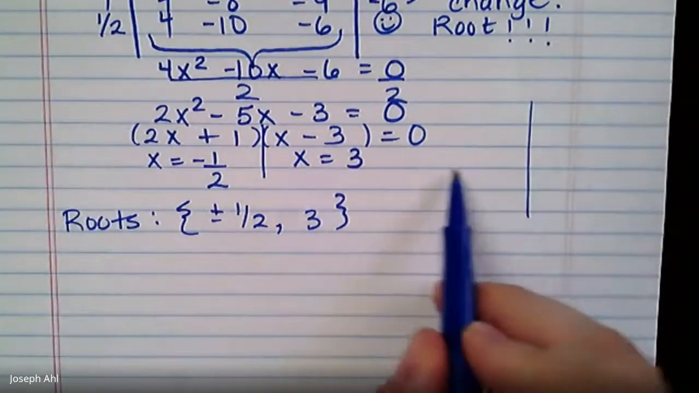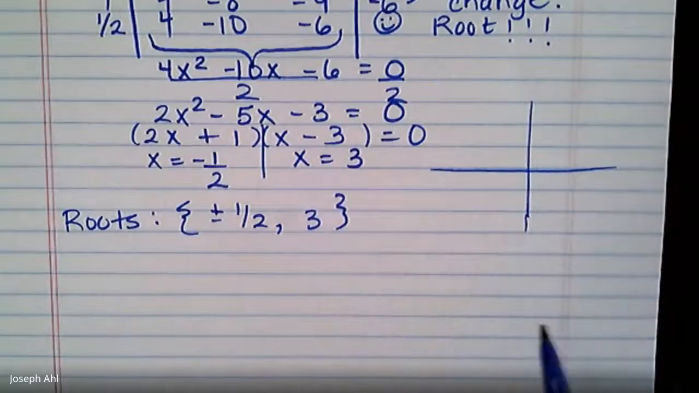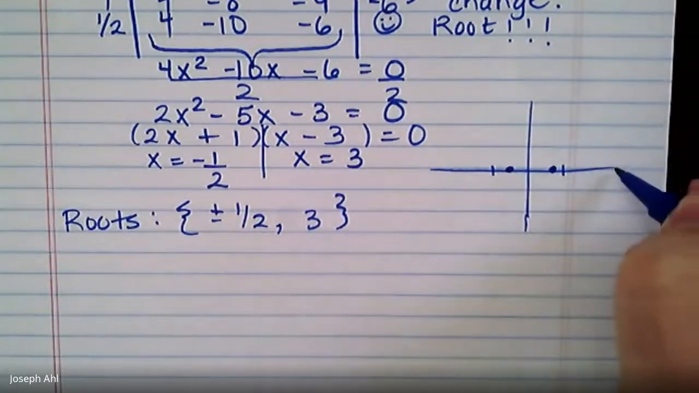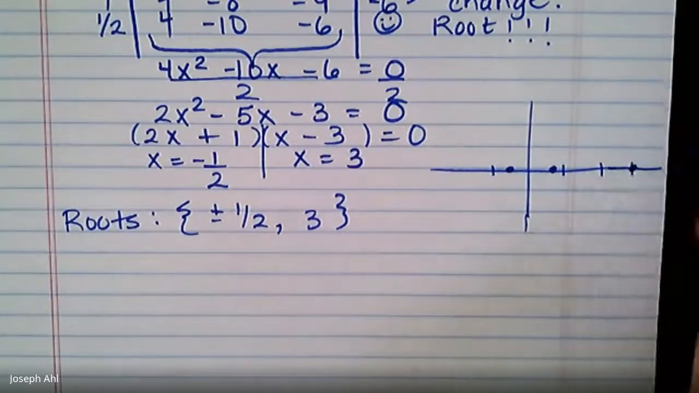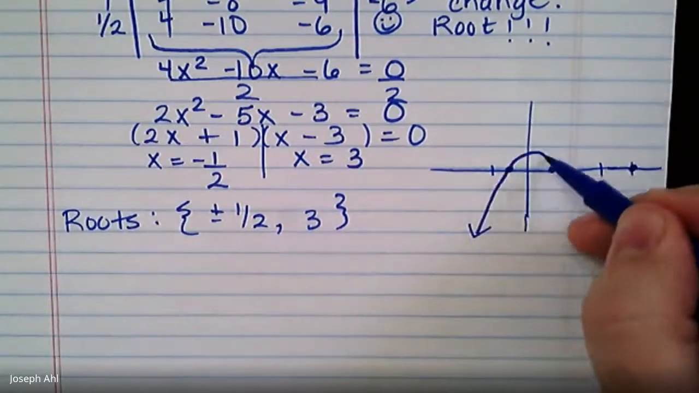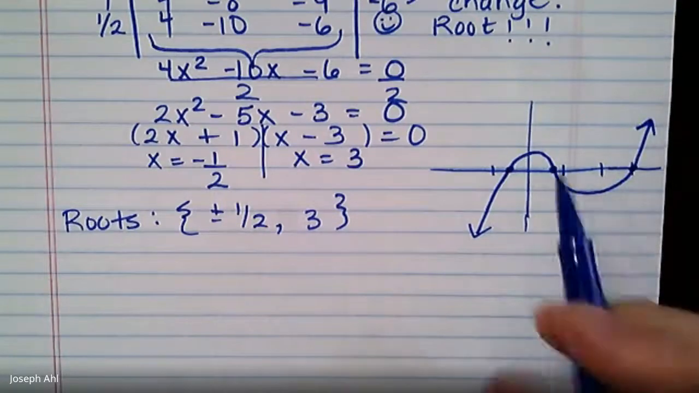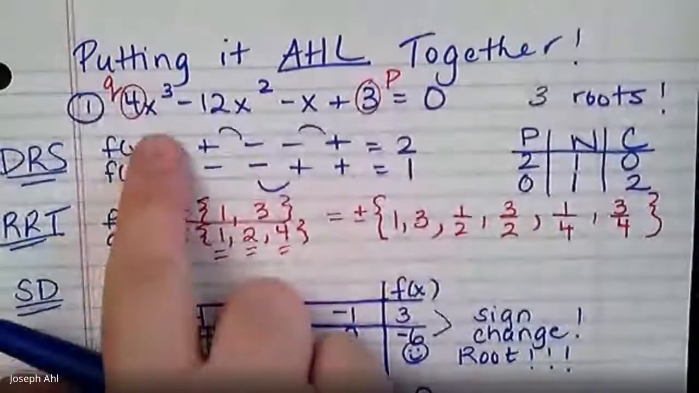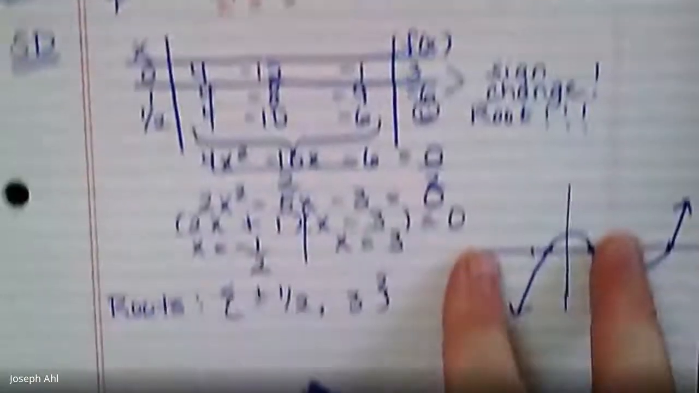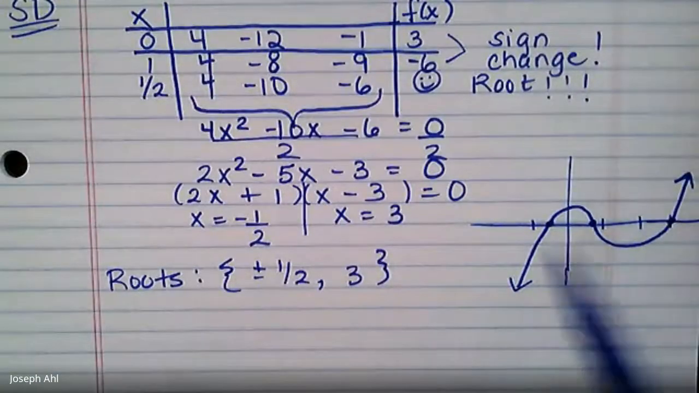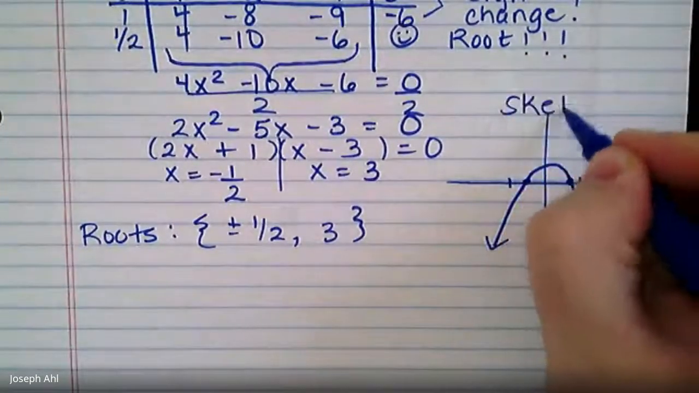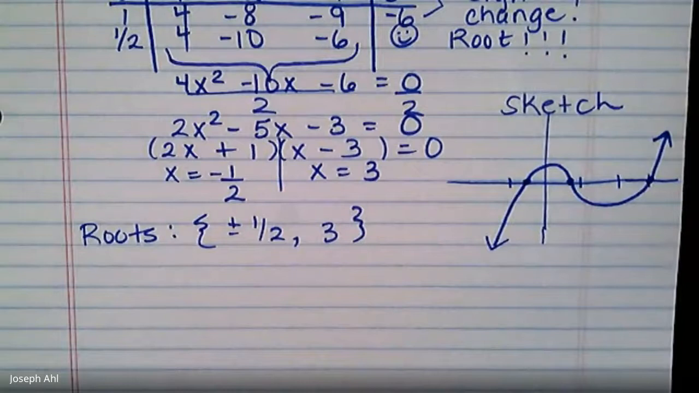We could even make a relatively accurate sketch based on what we now know. We have a root at -1/2, we have a root at +1/2, and then we have another root at 3. Okay, so I know that the graph's going to look something like this because the lead coefficient at the very start was positive. So with a positive lead coefficient, the tail on the right has got to go up, the tail on the left has got to go down. So here is a really nice sketch as to what that cubic polynomial will look like.